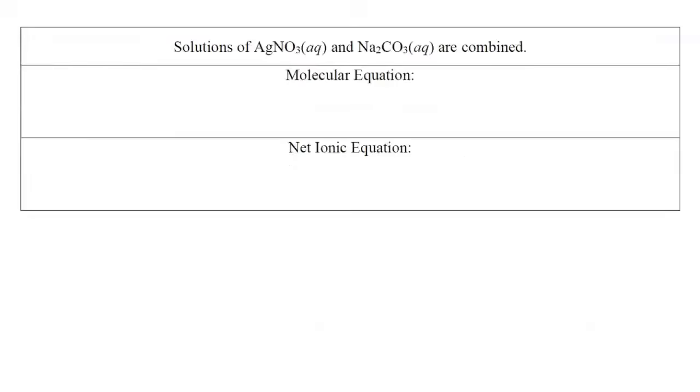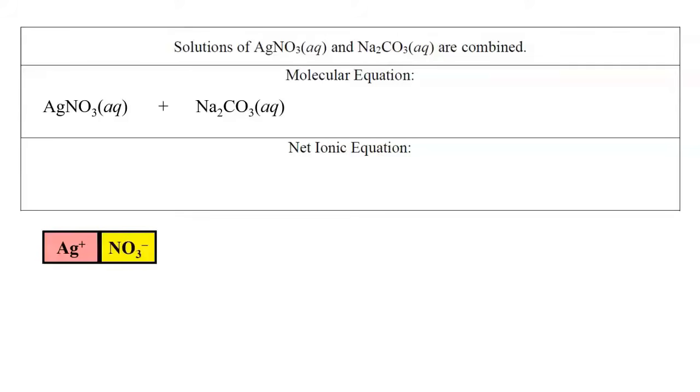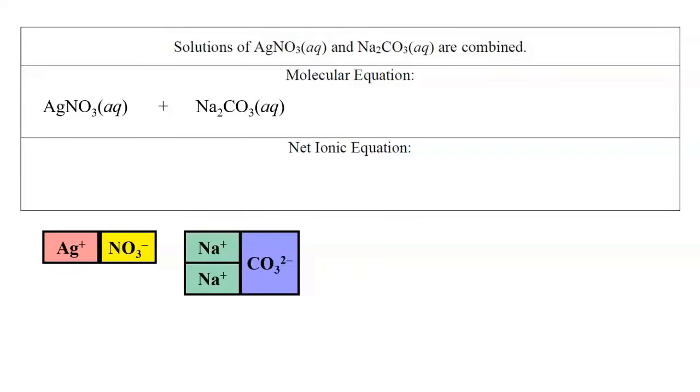All right, moving on to our next precipitation reaction. We have silver nitrate, which is AgNO3, and we have sodium carbonate, which is Na2CO3. So the formula for silver nitrate contains a silver ion, Ag, that's +1, and then nitrate, NO3, -1. The formula for sodium carbonate contains 2 sodium ions and 1 carbonate ion, CO3, which has a charge of 2-.